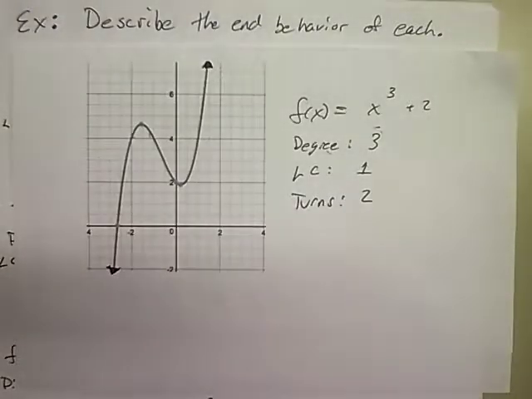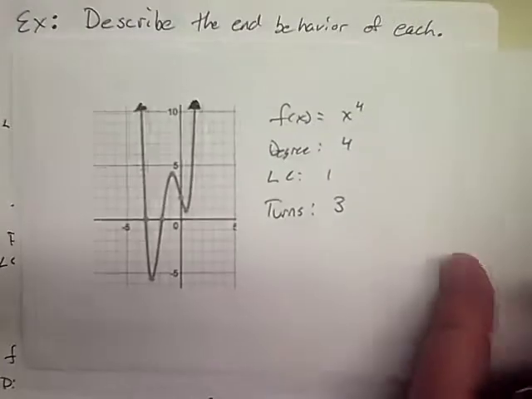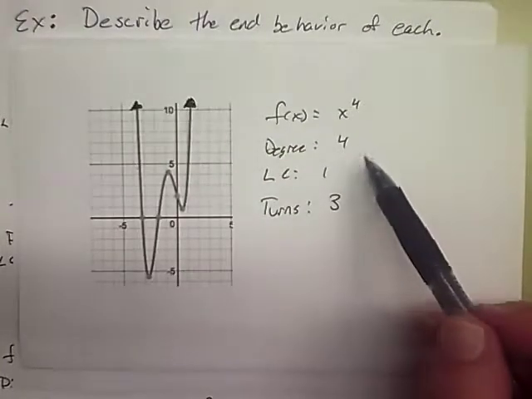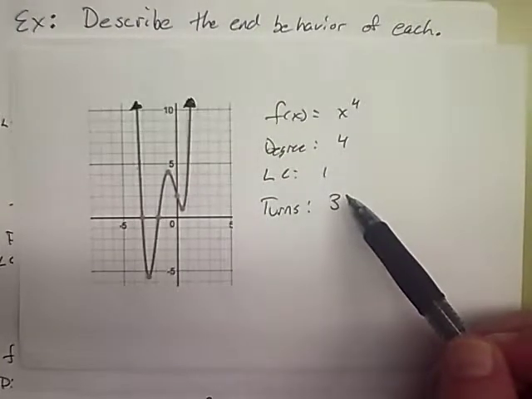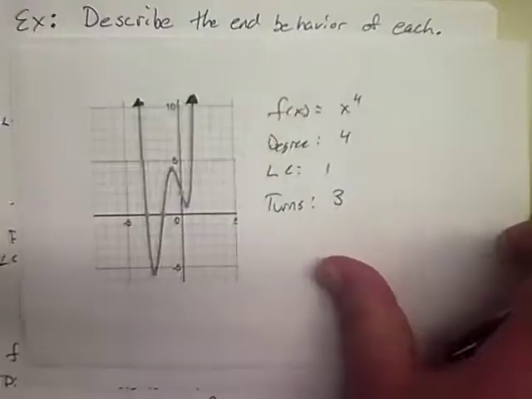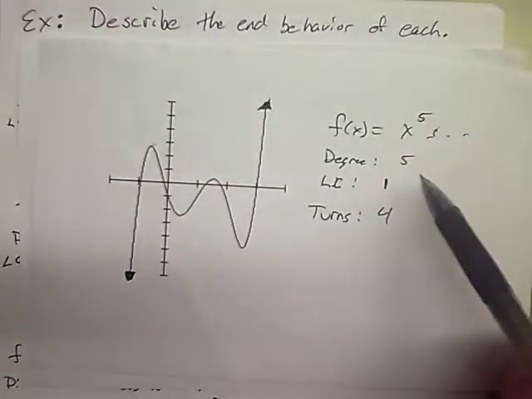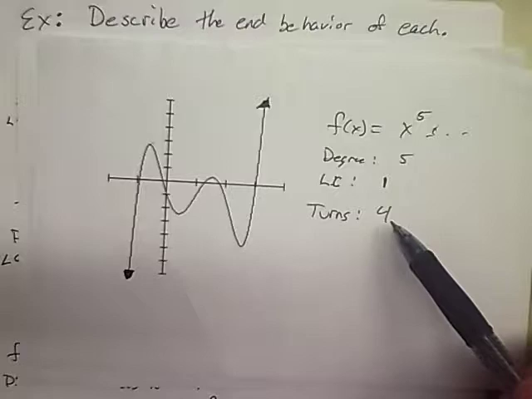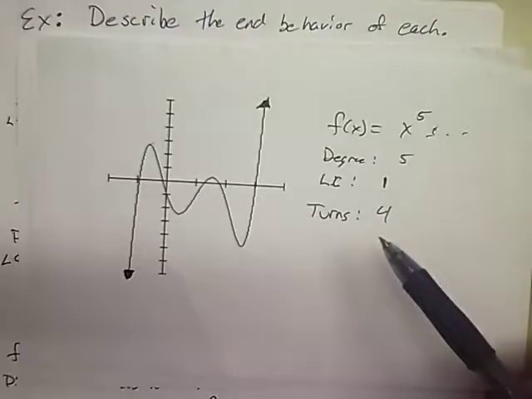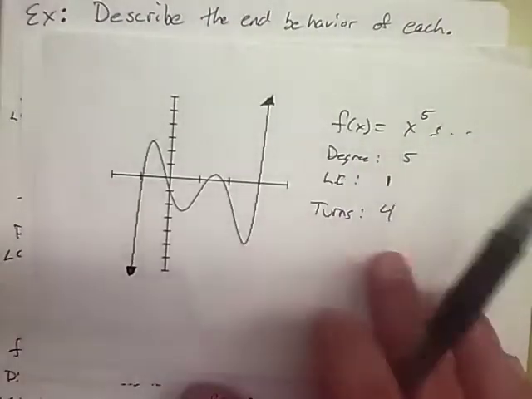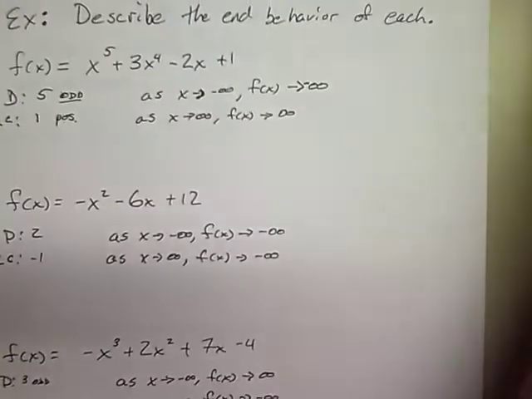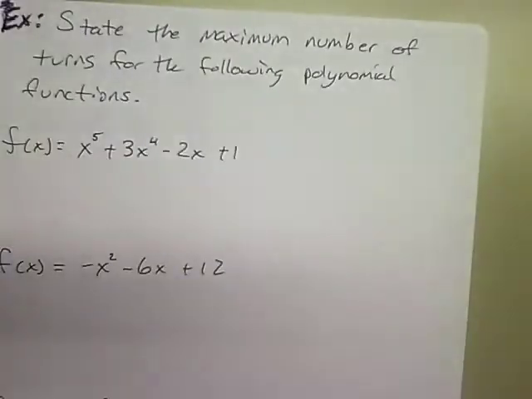Everybody see a pattern developing here? The degree is 4. The number of turns is 3. Anybody see the pattern yet? Here, the degree is 5. The number of turns is 4. And the pattern is going to hold true. The pattern will always hold true when it comes to turns.